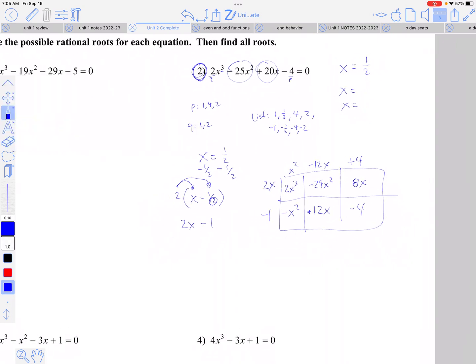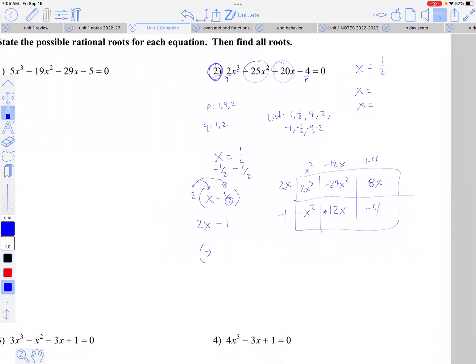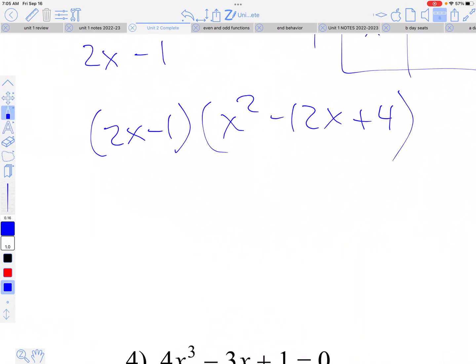a solution. But this helps us know that 2x minus 1 is a factor along with x squared minus 12x plus 4. All right, so if we use the zero product property, we can solve. Remember this one on the left, we already know is 1/2, but I'm going to do it anyways. So zero product property, 1/2. Now 2 of the solutions are here.